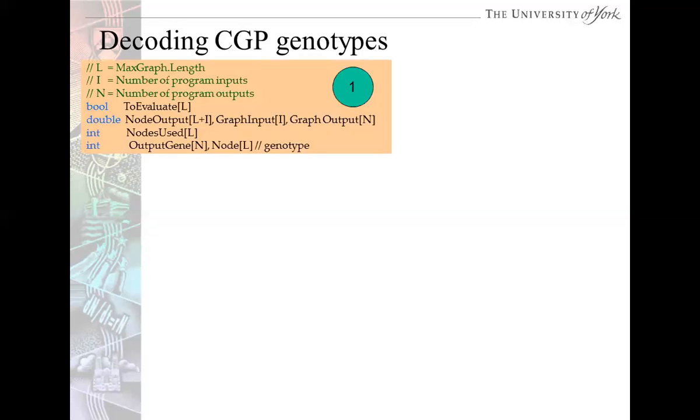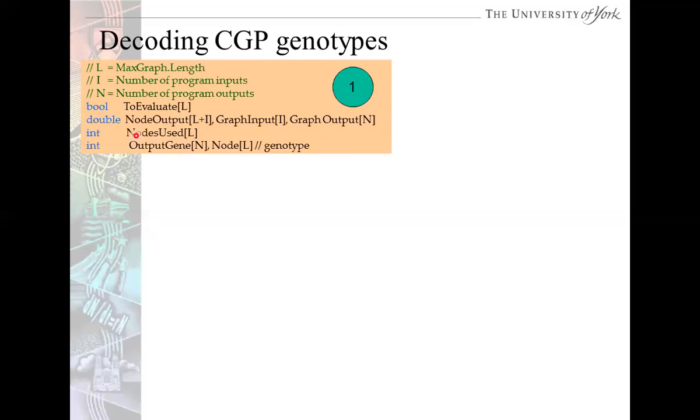Step 1, we need to define a few arrays. A Boolean array called to evaluate, this one here, and a node output array which stores the outputs of the nodes and what the input values are. Two arrays, graph input and graph output. These are defined by the problem you're trying to solve.